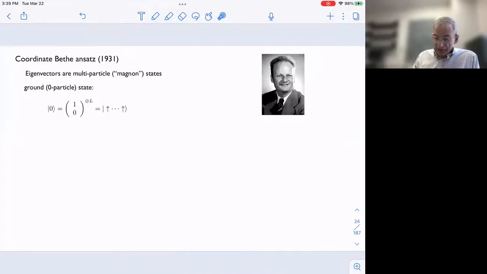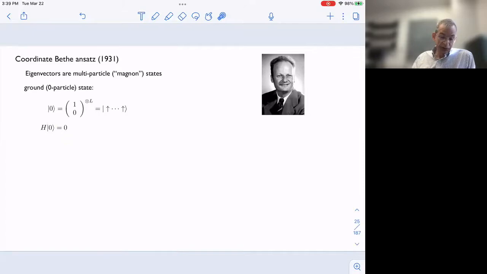Let's again break this down. We can start from the ground state of the model, which is a state with no magnons, no particles. I'll denote it here by the state zero, which is just the L-fold tensor product of (1, 0). So we would say spin up at every site. You can easily check that the Hamiltonian I showed earlier has this as an eigenstate with eigenvalue zero.